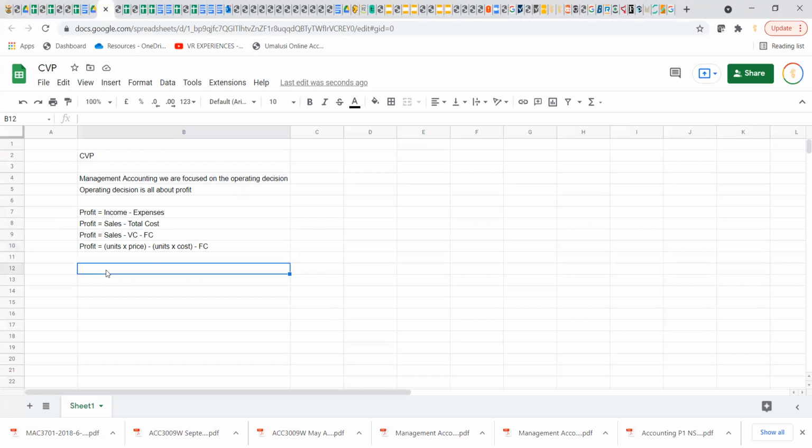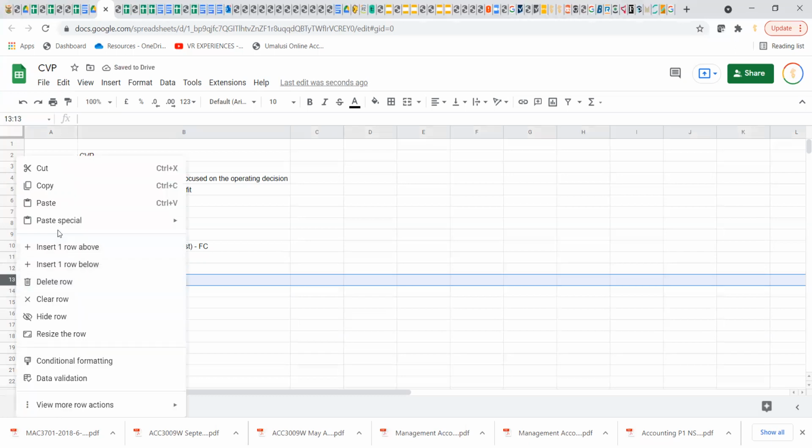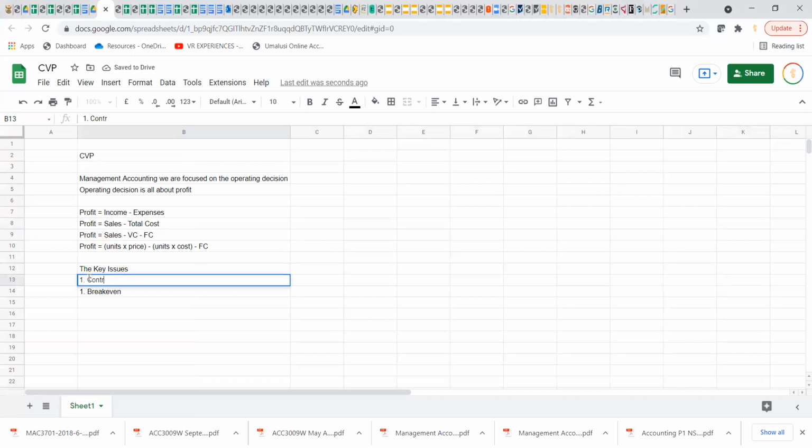So now when we come to CVP, what are the key issues that CVP deals with? Okay, so under CVP, the key issues are the following. One, contribution margin. Two, break even. Okay, then they have other stuff. Three, it could be margin of safety. Now I'm not going to deal with margin of safety. I'm going to deal with the first two. And remember, there's many other things in CVP, but those three are the typical ones, and one and two come in all the time. The chance of one and two coming in is 100%.